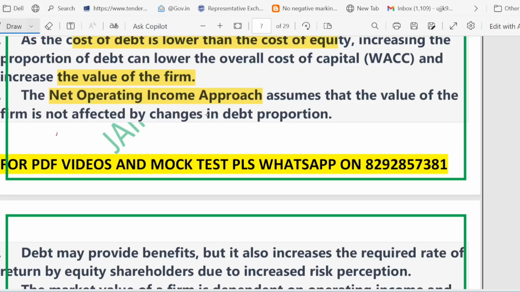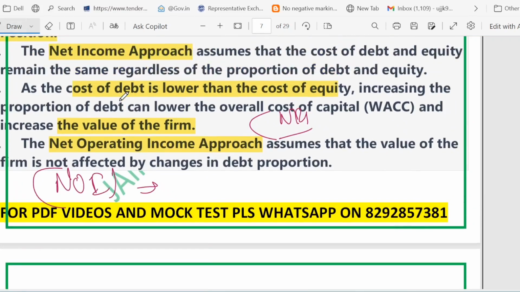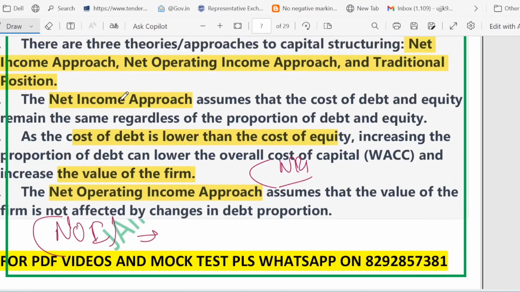This one is called NOI. This was NI. Right. NOI completely disagrees. It says that the value of the firm does not change even if you increase or decrease the debt. What NI was telling is that if you increase the debt, the value of the firm will increase. That is what is inferred from the net income approach. But NOI clearly denies it. NOI says it completely disagrees. It says the value of the firm does not change even if you increase or decrease the debt.